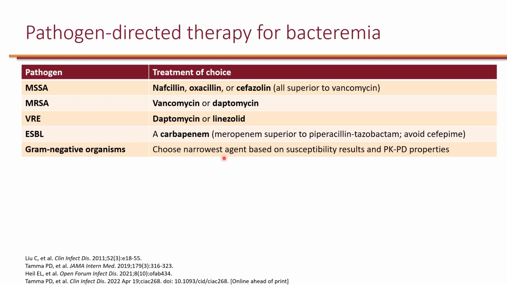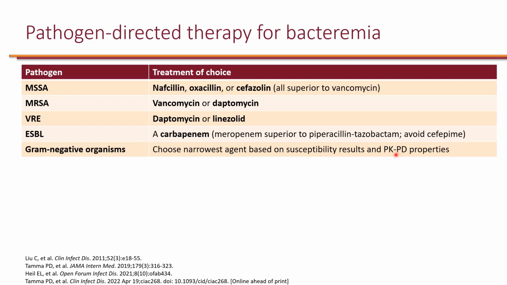You essentially choose the narrowest agents based on susceptibility results and PK/PD properties, meaning you want to choose agents that have good concentrations in the blood. For example, you want to avoid tetracyclines in general, because tetracyclines have a high volume of distribution, meaning that they distribute throughout tissue, so very little concentration remains in the blood. So if the site of infection is in the blood, you actually want the drug to stay in the blood and not go to other tissues.